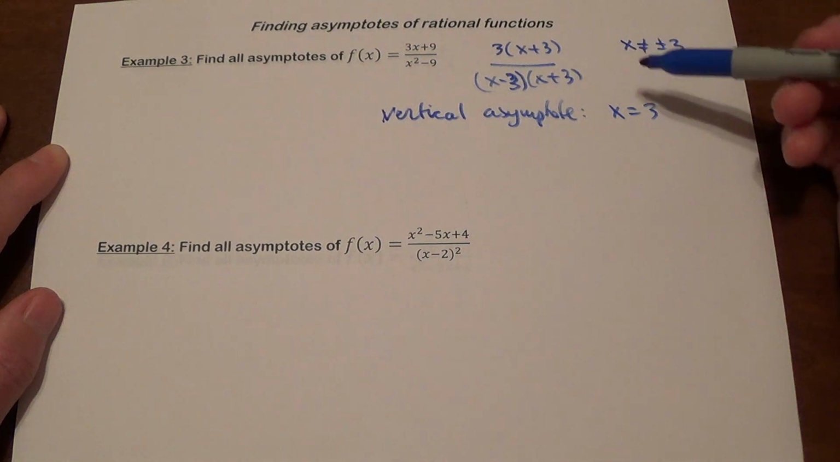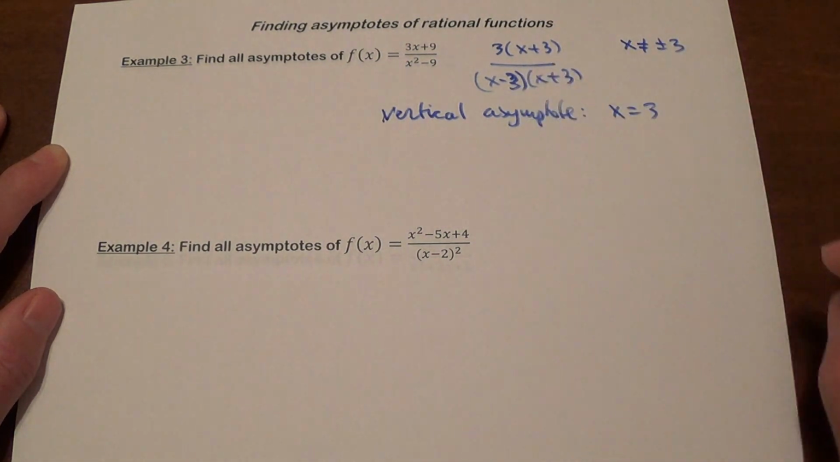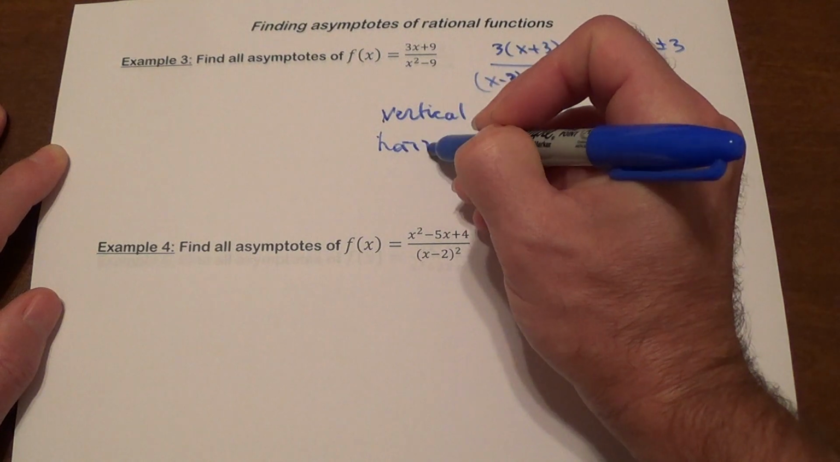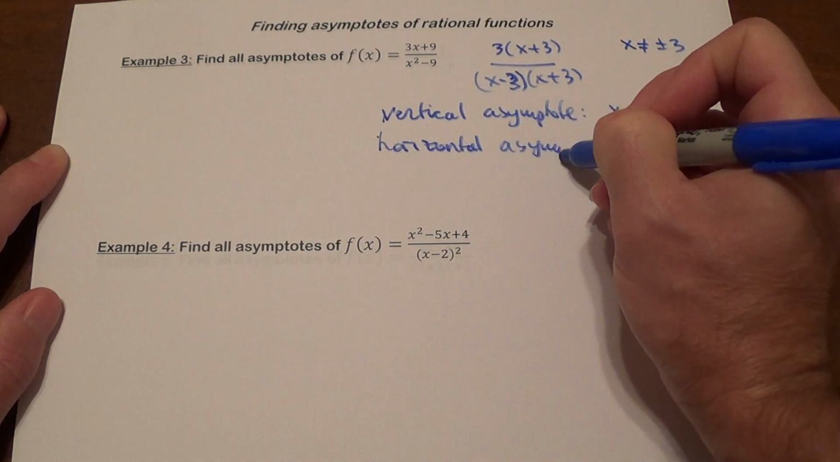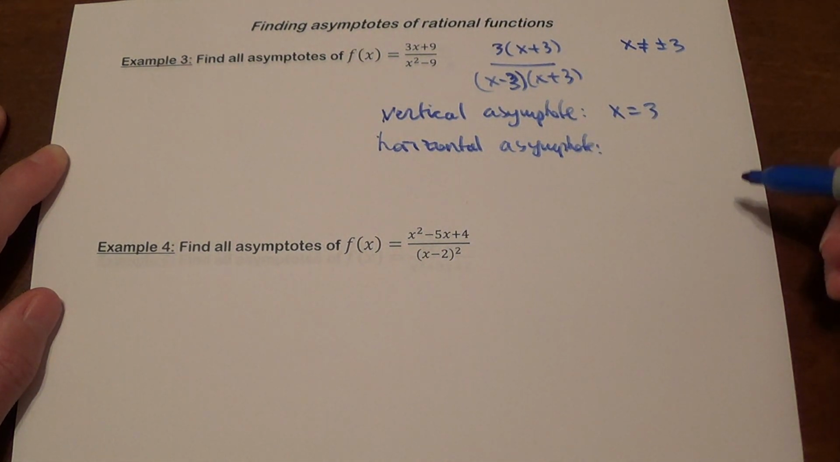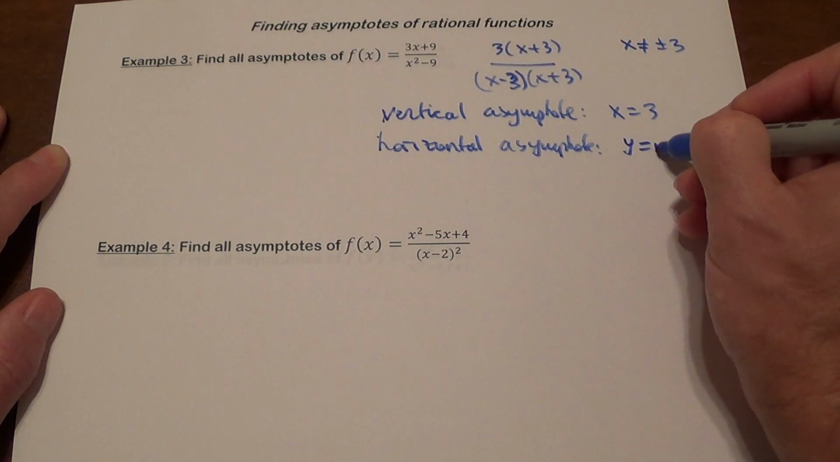Again, remember, for a vertical asymptote, the denominator must be 0 and the numerator cannot equal 0, it must be any other number. What about a horizontal asymptote? For a horizontal asymptote, the degree on top is less than the degree on the bottom. It's going to be y equals 0.